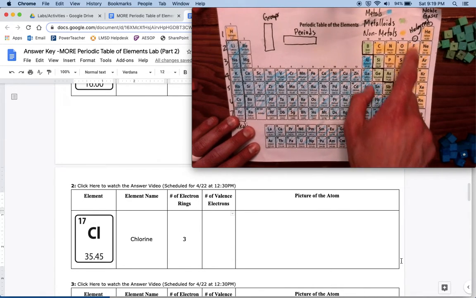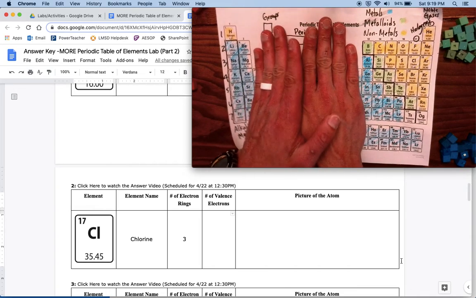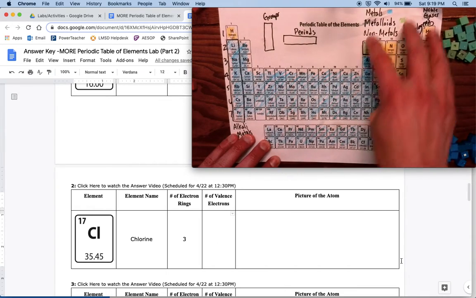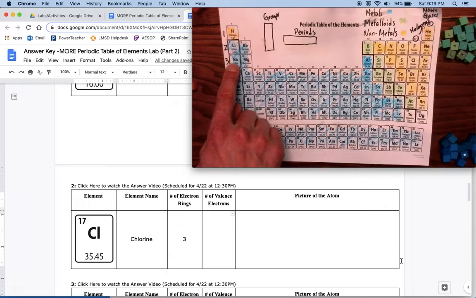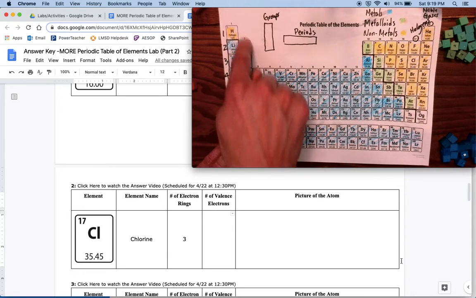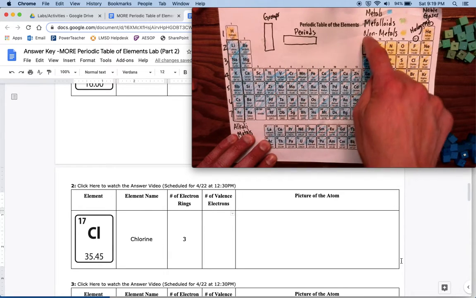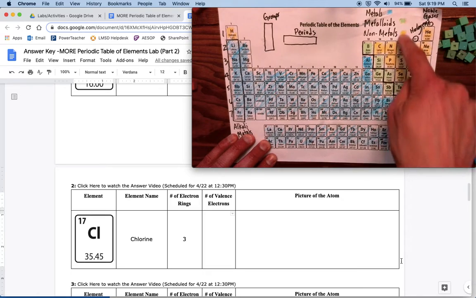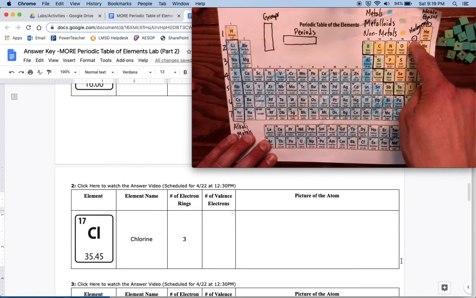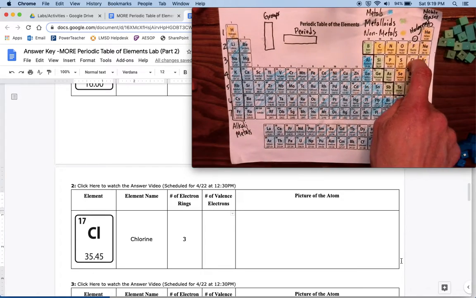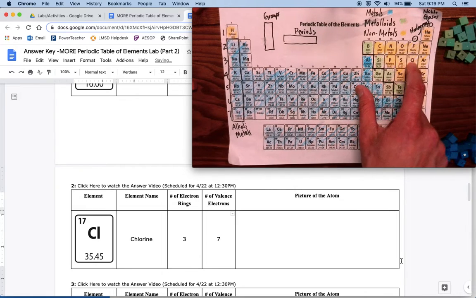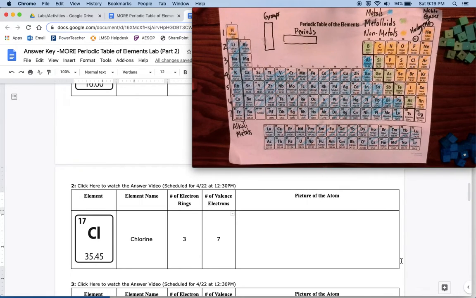So if I look here, remember, you get rid of these 10 that are in the middle. Remember, you're only counting the tall columns, right? So I'm going to go 1, first column, 2 columns, third, fourth, fifth, sixth. Since it's in the 7th tall column, it's got 7 valence electrons, right? That's an important part when I make my atom.